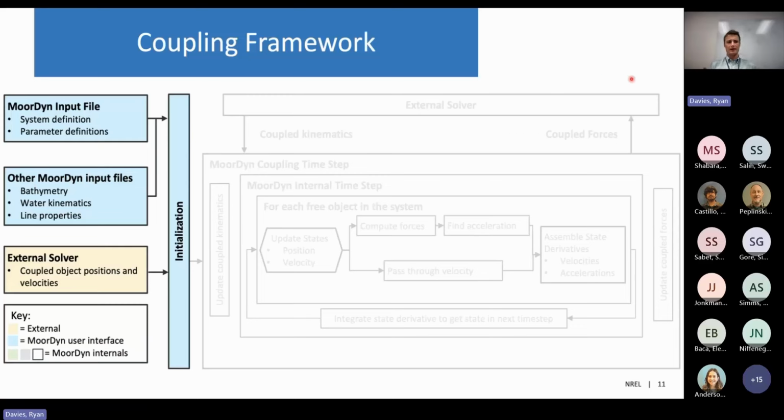And then the external solver also contributes to initialization. The external solver tells MoorDyn at the start of the simulation, this is where your device is, and this is how fast it's moving. If you're using the C code, you can actually extract that from the input file without having to do anything crazy. But all of that information gets passed into MoorDyn, and then it will initialize the system and solve for steady state.